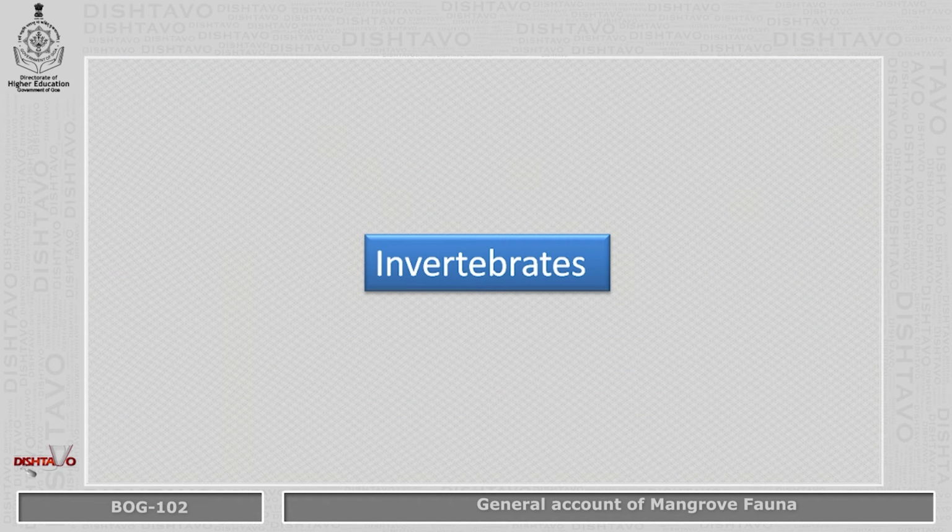Now let us learn about invertebrates found in the mangrove forest. Mangrove offers both hard and soft bottom habitat for a variety of invertebrate life. The extensive root system, muddy bottom and open water are all home to the invertebrates that are well adapted to tidal influences, salinity variations and temperature. These invertebrates feed on leaf litter, detritus, planktons and small animals.